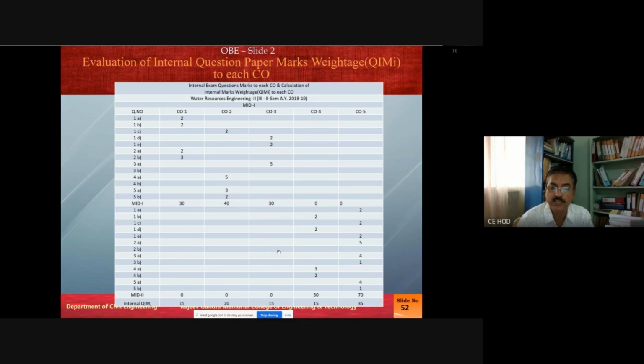This is mid one. So totally 15% of marks are contributed from mid one and mid two for CO1, 20% of marks contributed to CO2, 15% of marks contributed to CO3, 15% of marks contributed to CO4, and 35% of marks contributed to CO5. So totally 100%, sir.